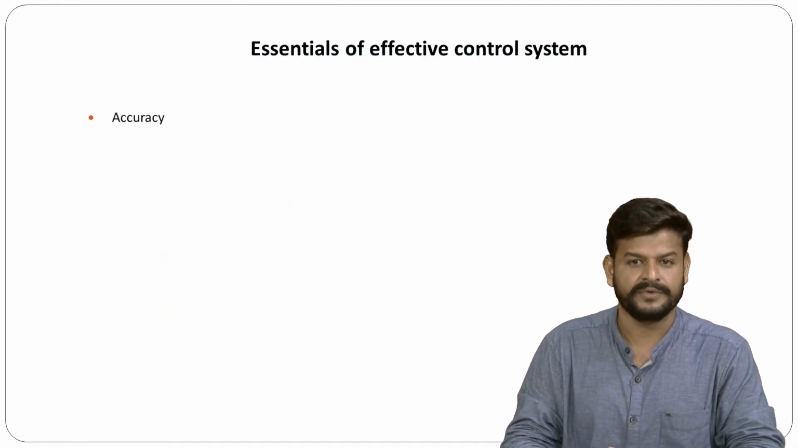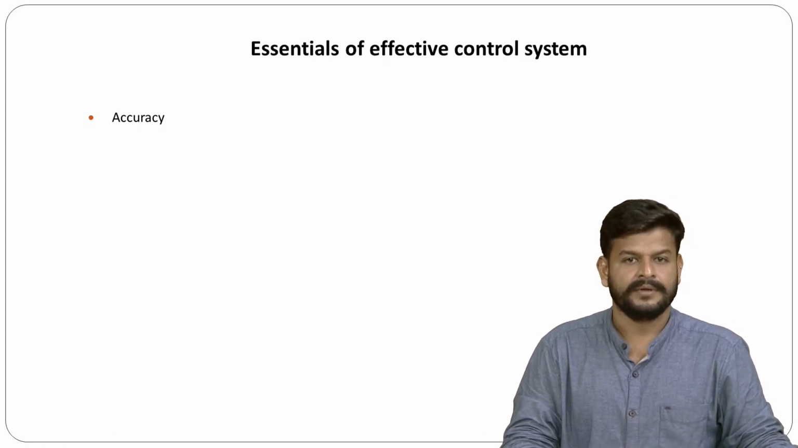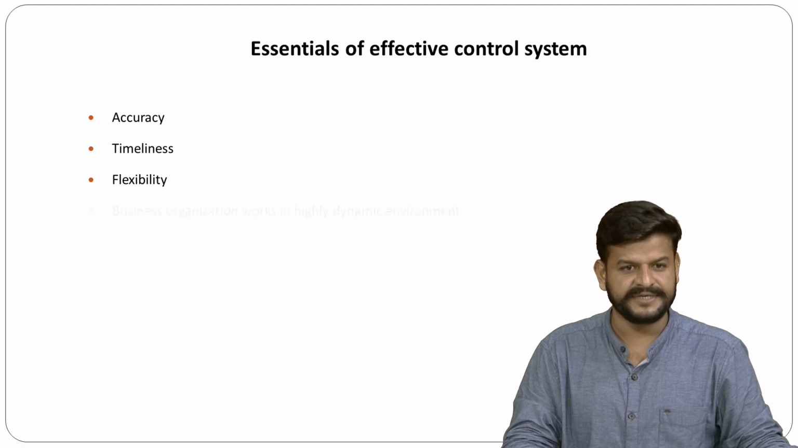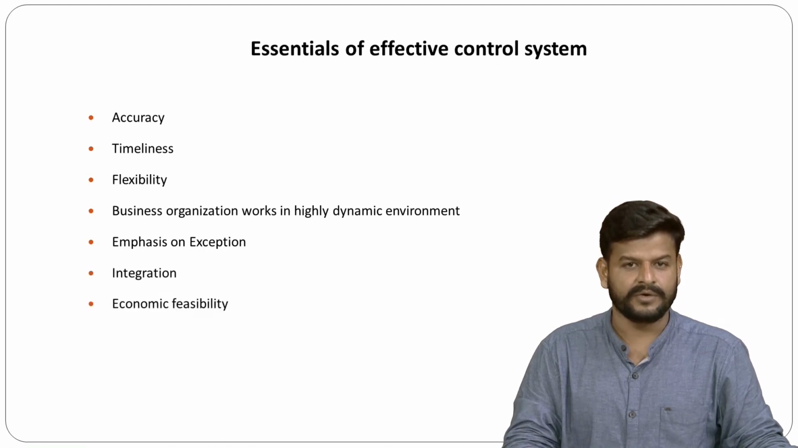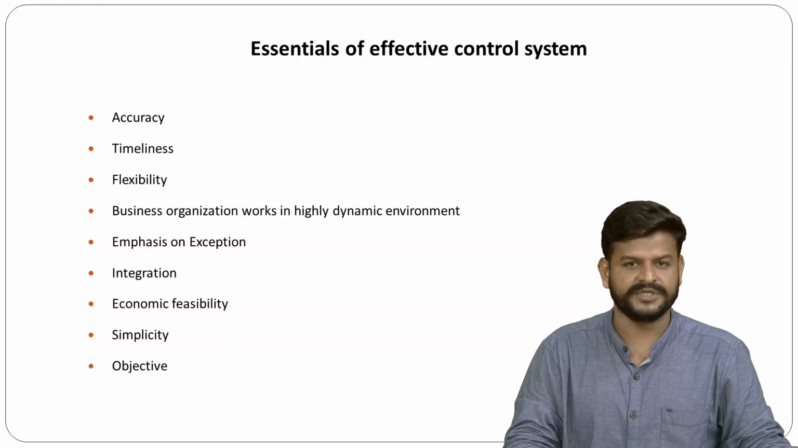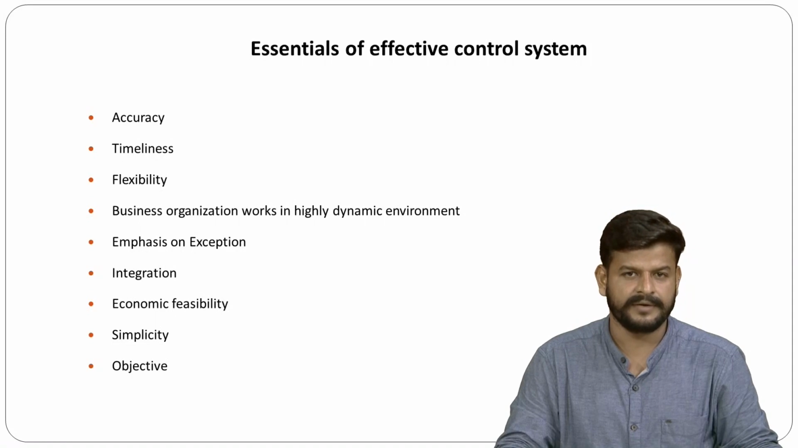Essentials of an effective control system: accuracy, then timeliness, flexibility. A business organization works in a highly dynamic environment, so emphasis on exceptions, integration, economic feasibility, simplicity and objective again. So, essentials of an effective control system, we are again going into the details of accuracy, that is, what is accuracy.